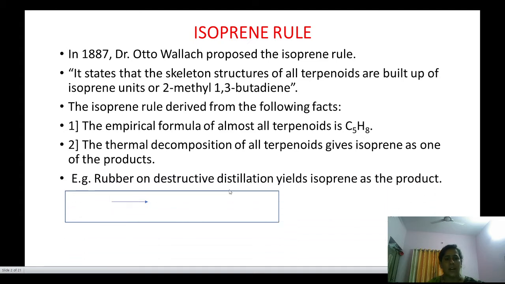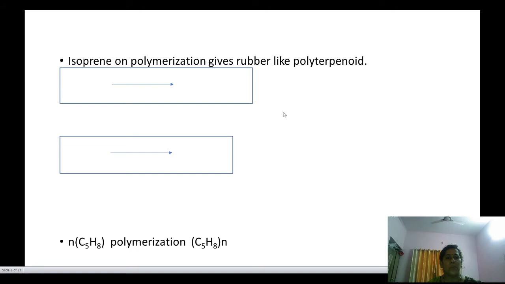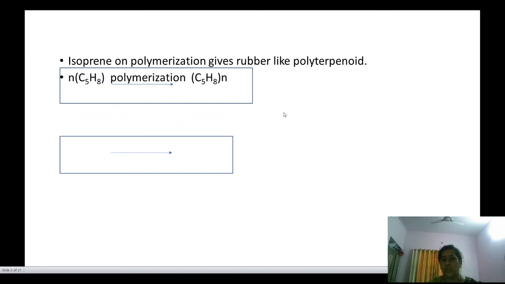For example, rubber on destructive distillation yields isoprene as the product. The reaction is like this. Rubber reacts as a terpenoid and gives rise to n C5H8, that is the isoprene unit, and with two isoprene units it gives dipentene, C10H16. Now, isoprene on polymerization gives a rubber-like compound, which is also called a polyterpenoid. The reaction is n C5H8, the isoprene unit, on polymerization gives rubber.